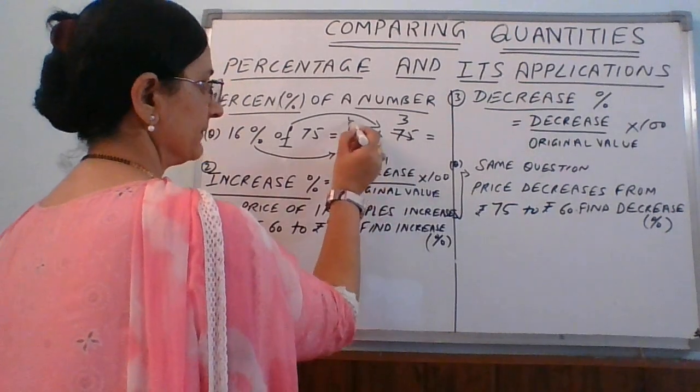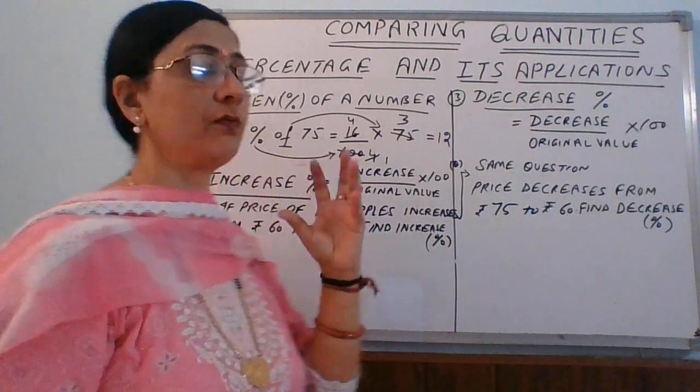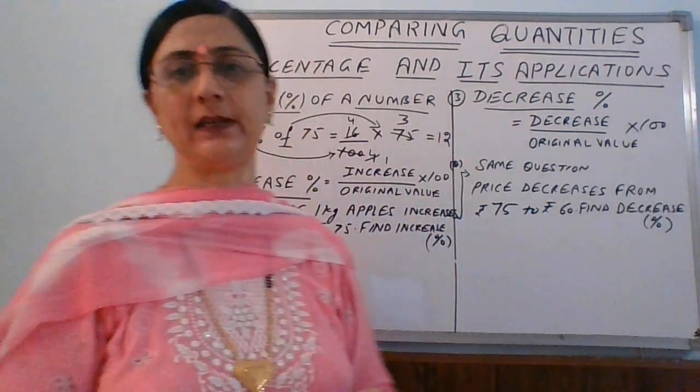4 4s are 16 and 4 3s are 12. So what is the value? 16% of 75, that is 12, right?